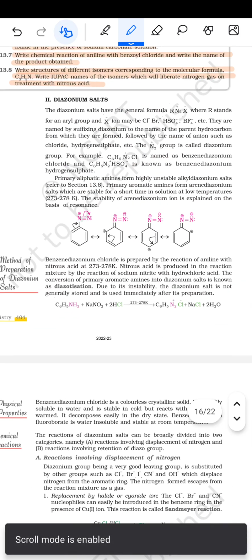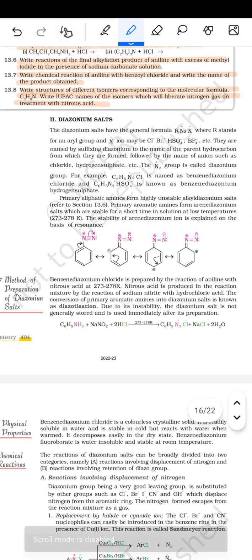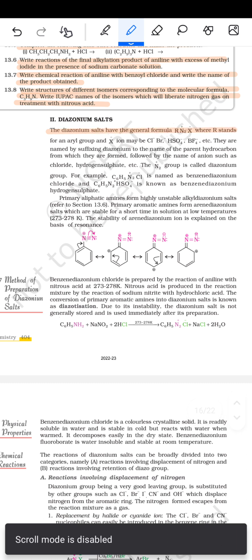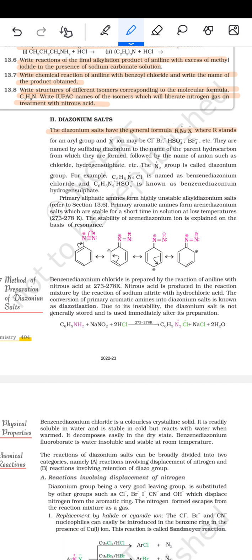इसके बाद फिर आता है डाइजोनियम साल्ट. तो डाइजोनियम salts have the general formula RN2X minus, where R stands for the aryl group and the X minus ion may be Cl minus, Br minus, HSO4 minus, BF4 minus, etc.